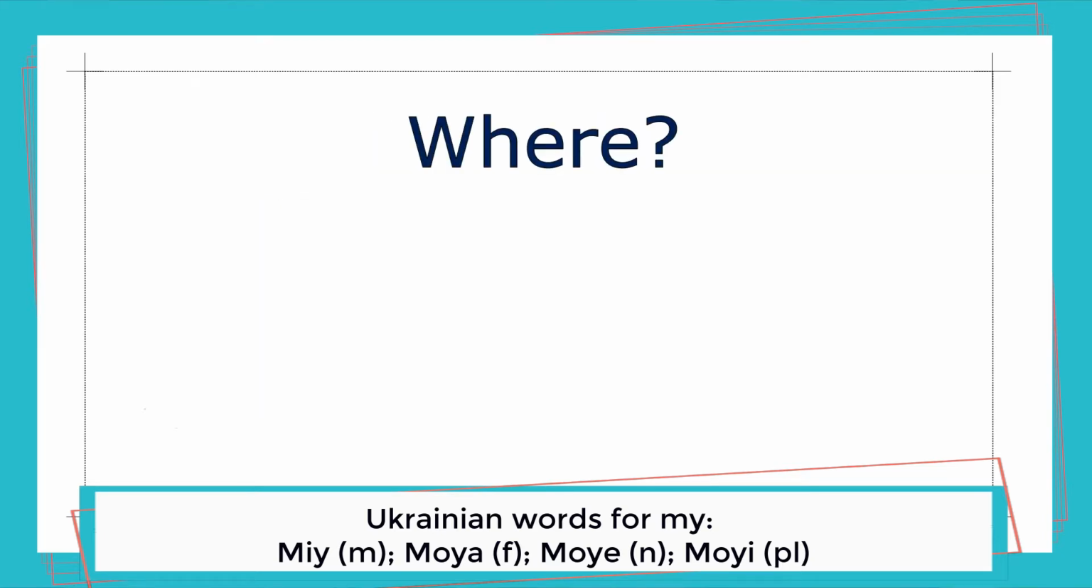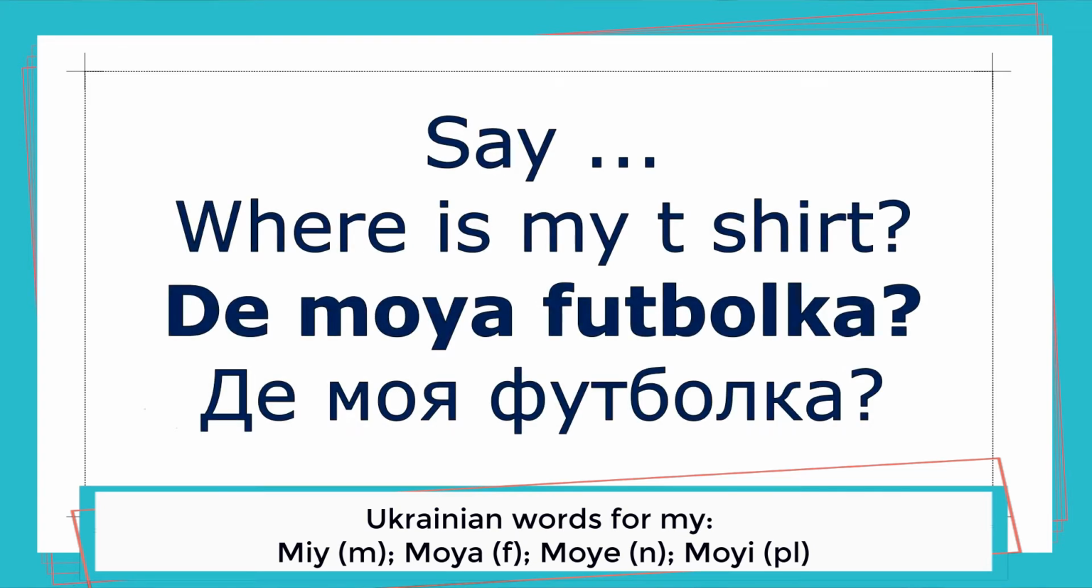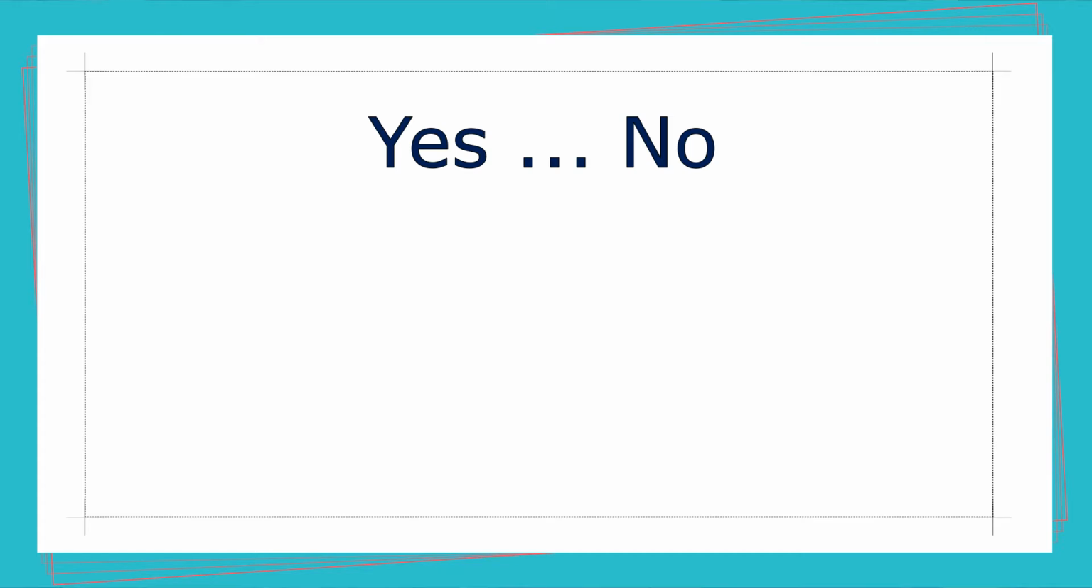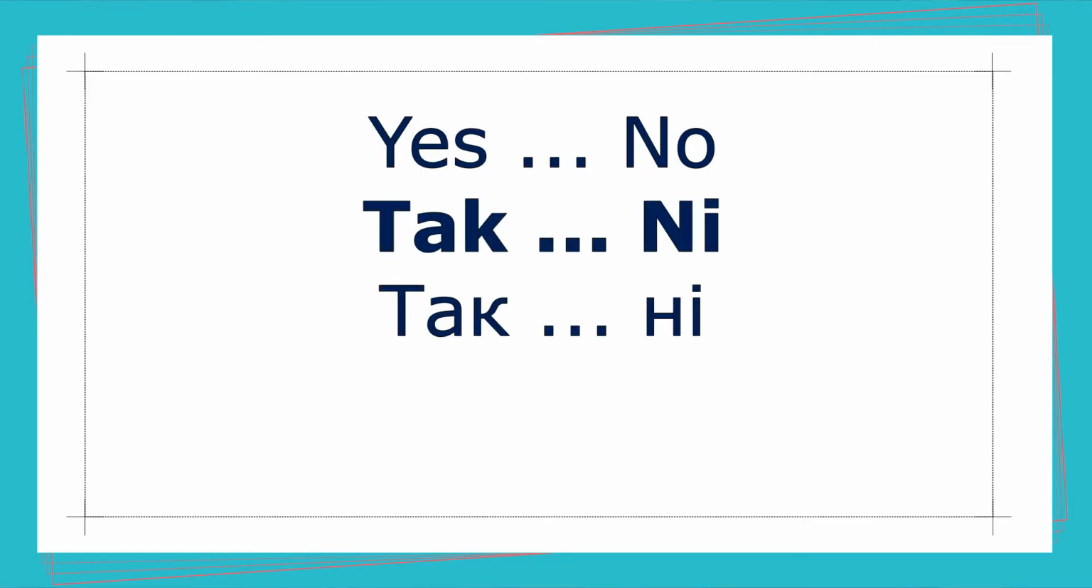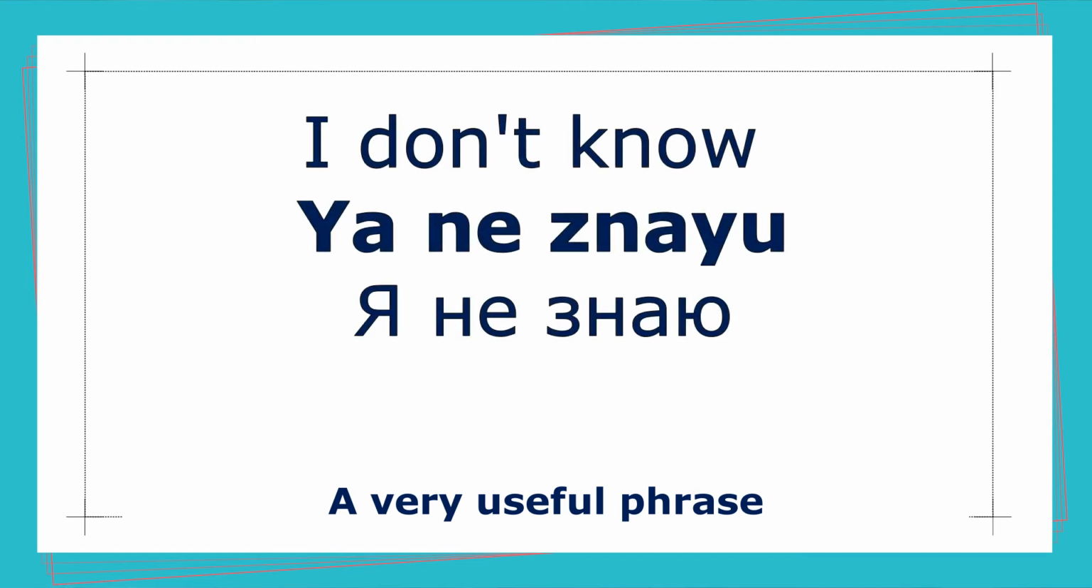And the word for where is Де? So how would you say, where's my t-shirt? Де моя футболка? Добре. You might remember words for yes and no, do you? Так for yes, Ні for no. Я не знаю means I don't know.